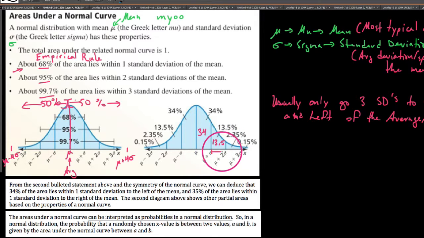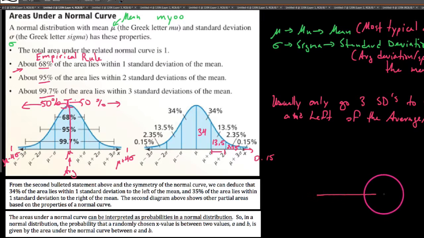13.5% is always between 1 and 2 standard deviations above, and this is 2.35% between 2 and 3 standard deviations. Everything above this is so small that it's only 0.15%, so we tend to neglect it. So the areas under this normal curve, we want to interpret as the entire population. And so we can interpret the areas under the curve as probabilities in a normal distribution. In a normal distribution, the probability that a randomly chosen x value is between two values, a and b, is given by the area under the normal curve between a and b.